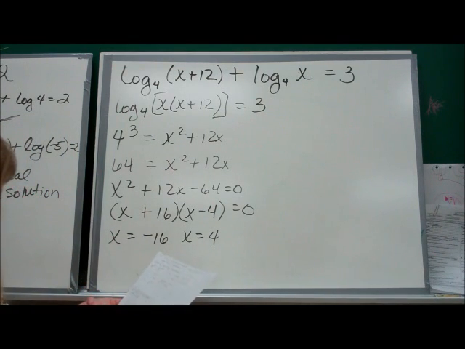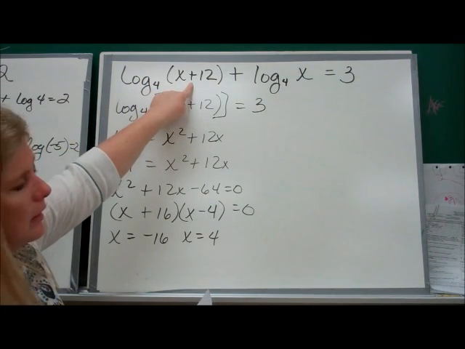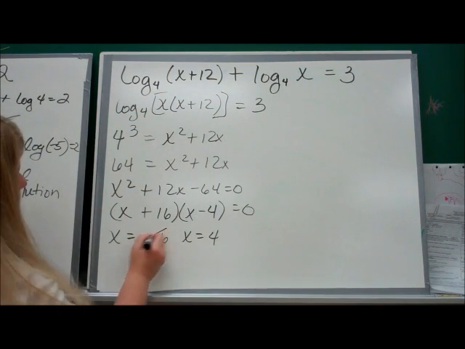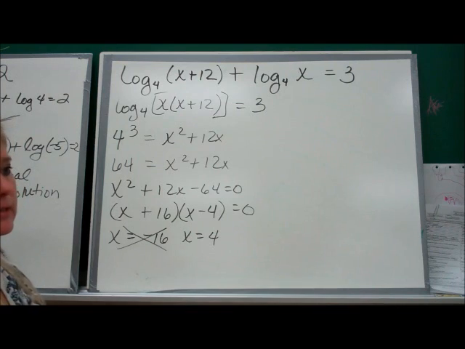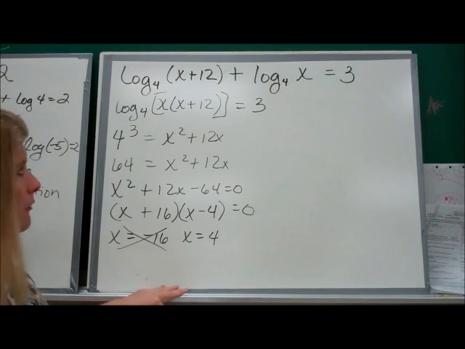Now, check your answers. If we plug in negative 16, we're going to get the log of negative 4 equals, and that's another one where we can never get it. So guess what? Negative 16 is not a solution. Does that mean I don't need to check 4? No, you still need to check 4.